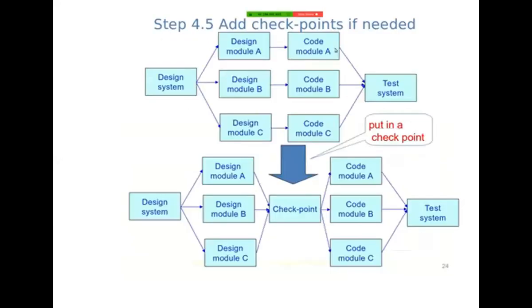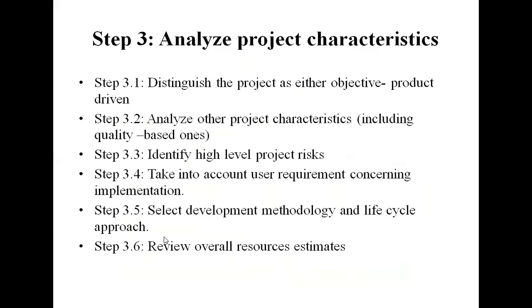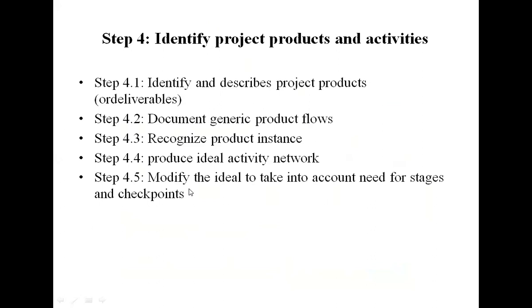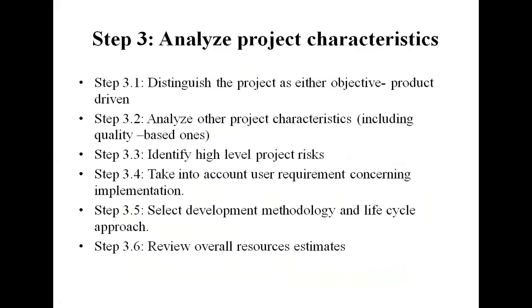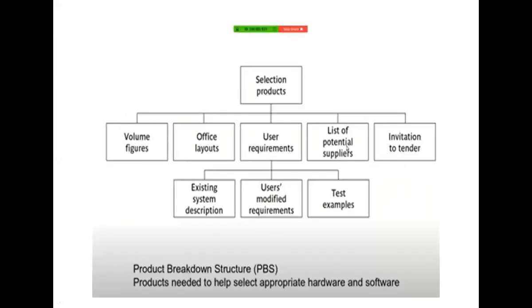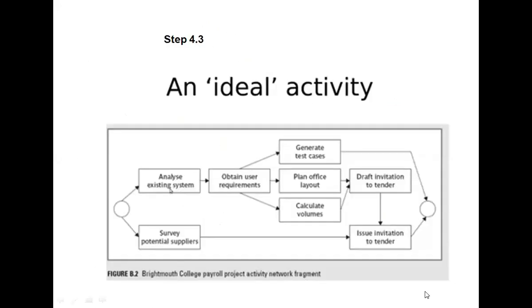Next, step 4, ideal activity network. Here, identify the activities needed to create each product in the PFD. You have to identify the activities. More than one activity might be needed to create a single product. So this is producing the ideal activity network.